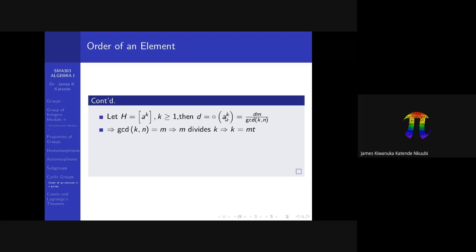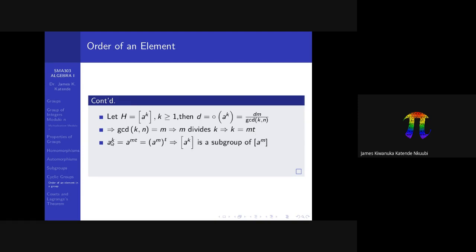Now, because we know that this whole thing must be equal to d, it means that the GCD of k and n must be equal to m, right? So the GCD of k and n must be equal to m. Otherwise, this equation will not be true. And for that reason, we can conclude that k can be written as a multiple of m. In other words, m is a divisor of k, so it's always possible to write k as a multiple of m. So let's see where this leads us.